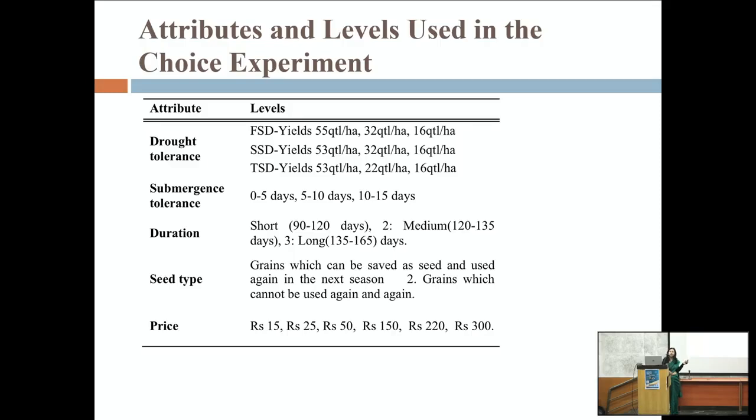Attributes I've already explained to you, attributes and levels. So it's just putting everything together. We had these 5 attributes, and each attribute had certain levels. And as you can see, levels don't have to be identical across attributes. For price I had 6 or 7 levels. For seed type I had just 2 levels. For other things I had 3 levels. So levels can differ across attributes.